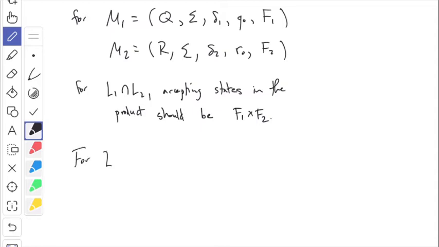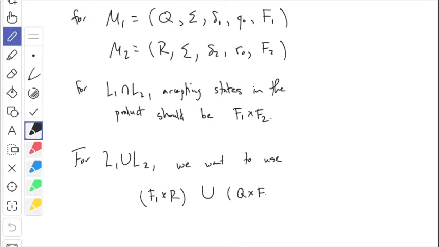For L1 union L2, we want to use pairs where the first thing is in F1 or where the second thing is in F2. But it's or rather than and. You have to write this as a union of two things, and it's going to look like this. F1 cross R. This looks a little crazy. I'll try to explain. Q cross F2. This is what you have to do in order to get something like an OR in a product.